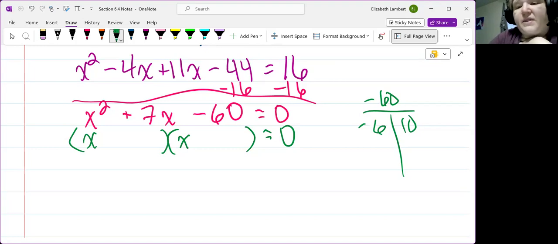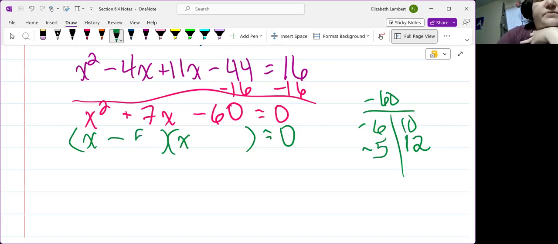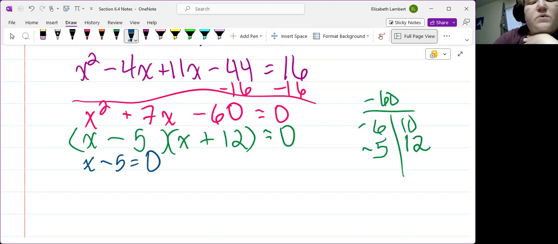So if we go with 5, 5 goes into 6 once. That leaves us 10 left over. 5 goes into 10 twice. Negative 5 and positive 12 will be 7x. So we have x minus 5 and x plus 12. That product is equal to 0. So one of those two things must equal 0.